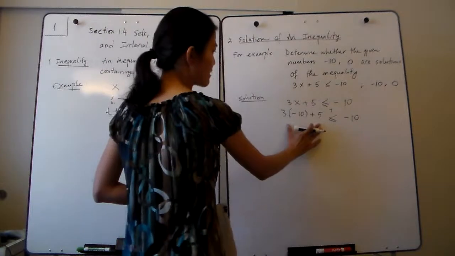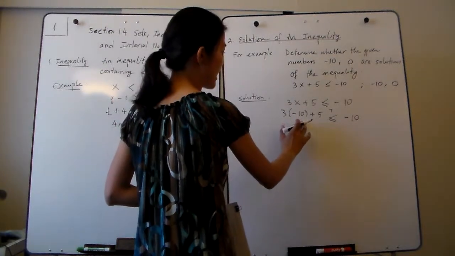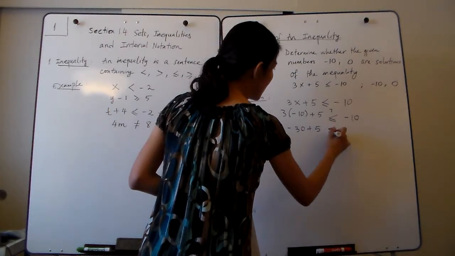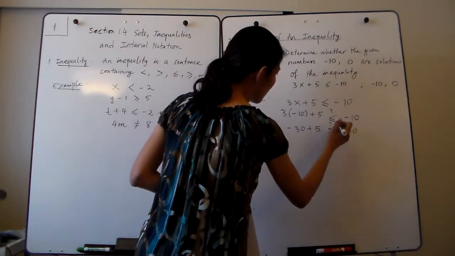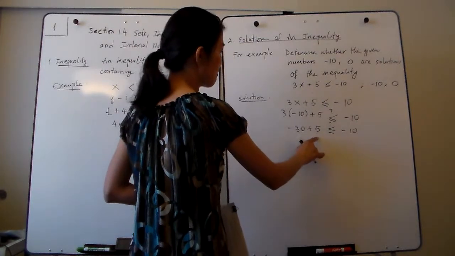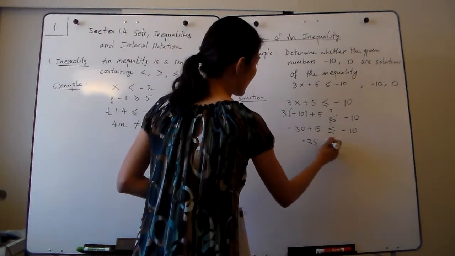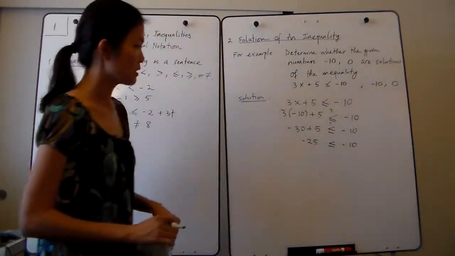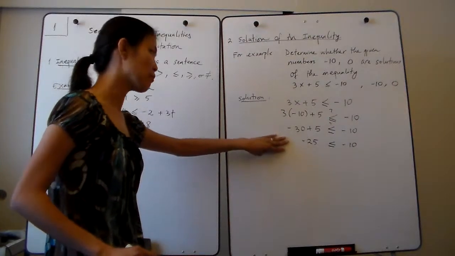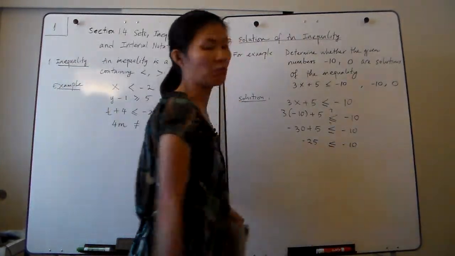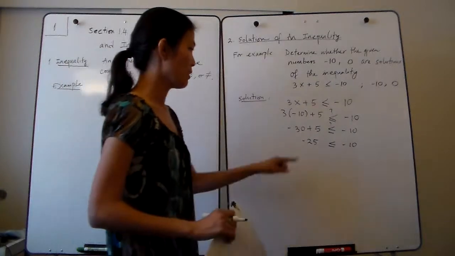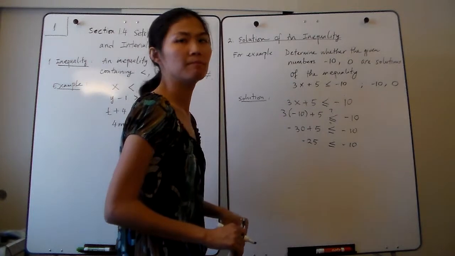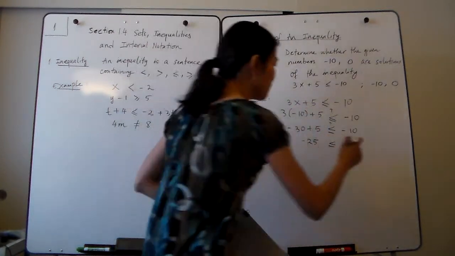Now simplify the left-hand side. 3 times negative 10 is negative 30. Negative 30 plus 5 less than or equal to negative 10, question mark. Negative 30 plus 5 is negative 25, less than or equal to negative 10. Now we have simplified everything, and this is the simplified form already. Now, let's see. Is negative 25 less than or equal to negative 10? Yes. So we say true.